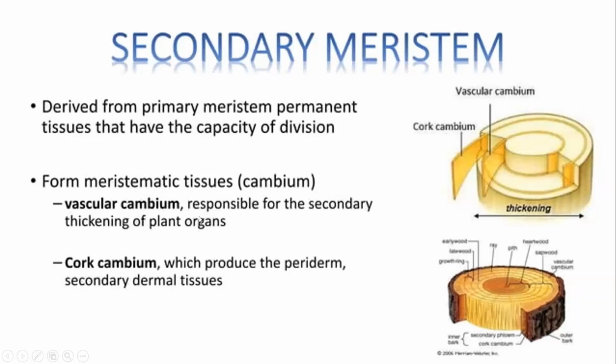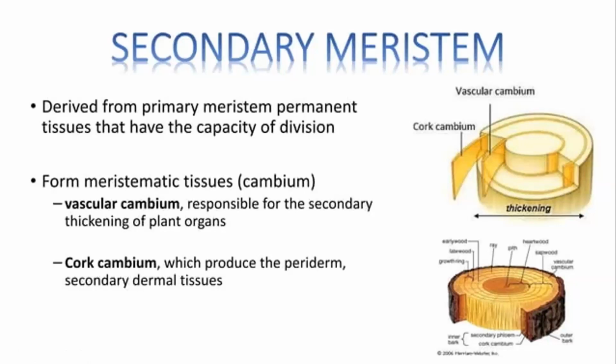An example of secondary meristem is the vascular cambium, which is responsible for the secondary thickening of the plant organs. Another example is cork cambium, which produces the periderm or secondary dermal tissues. Secondary meristems are generally inactive, and only during secondary growth are they active and undergo division, producing secondary xylem and secondary phloem.